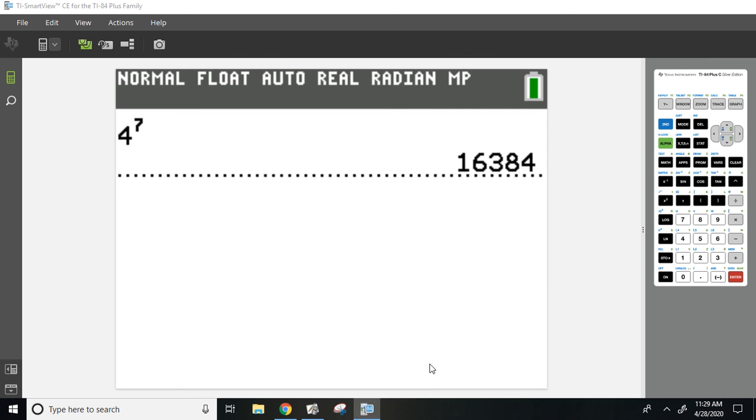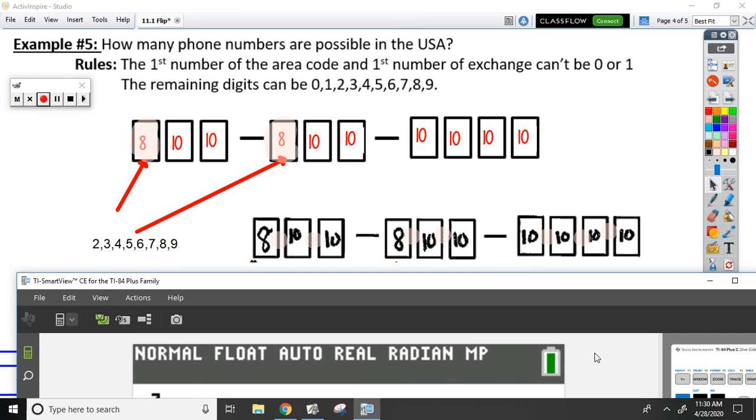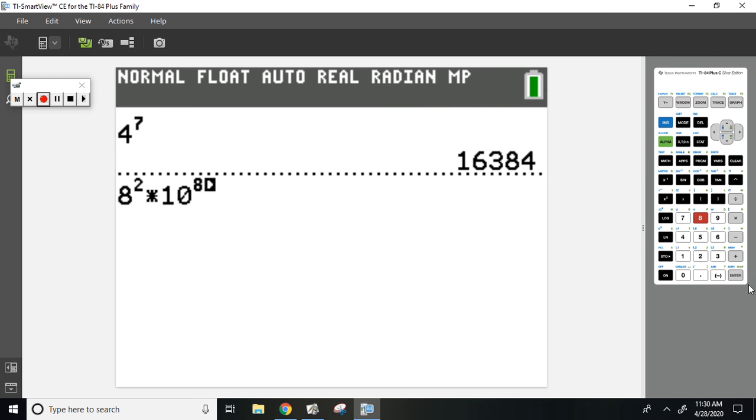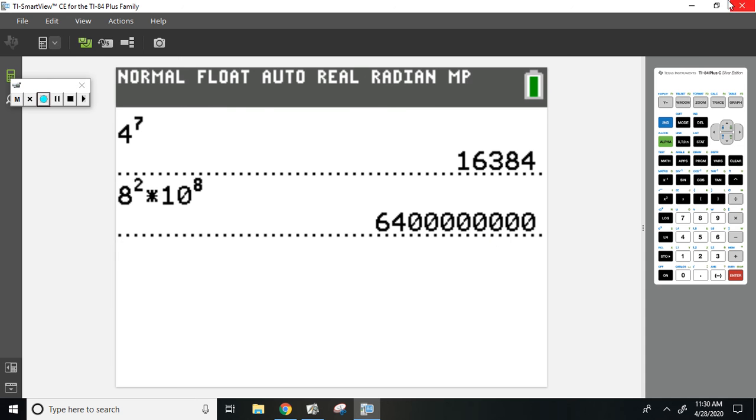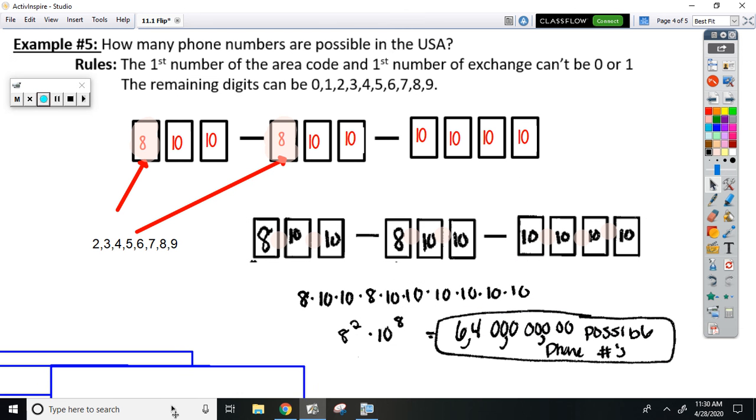And if we're using our calculator for that, 8 to the second, arrow over, times 10 to the, what did I say it was? 8th. And we'll get this. Nice big old number. Lots of phone numbers. Again, for these ones, they probably won't give you this little template. You'll want to draw that out when you're taking your mini quiz, so just be careful.